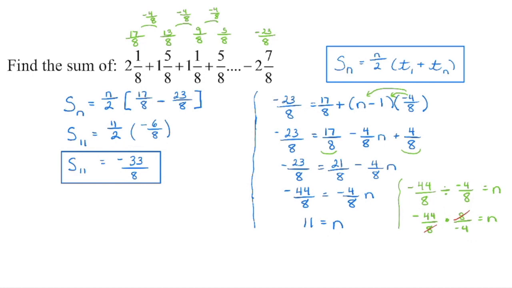And again, here's what I would do. I would say, okay, I've got negative 6 divided by 2. We can go negative 6 divided by 2 is negative 3 on top. So 11 times negative 3 is that negative 33. 8 is on the denominator. We can't reduce that any further, so that is our sum.